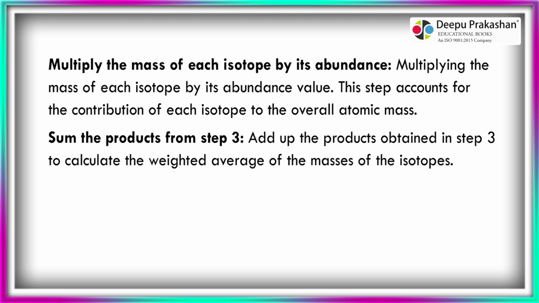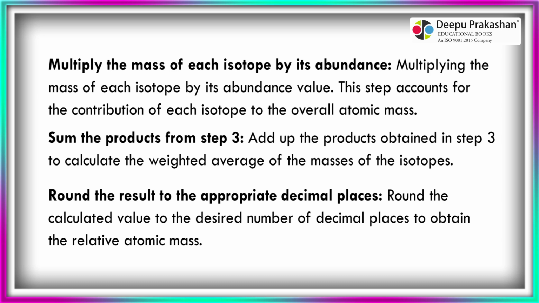Step 4: Sum the products from step 3. Add up the products obtained in step 3 to calculate the weighted average of the masses of the isotopes. Step 5: Round the result to the appropriate decimal places. Round the calculated value to the desired number of decimal places to obtain the relative atomic mass.